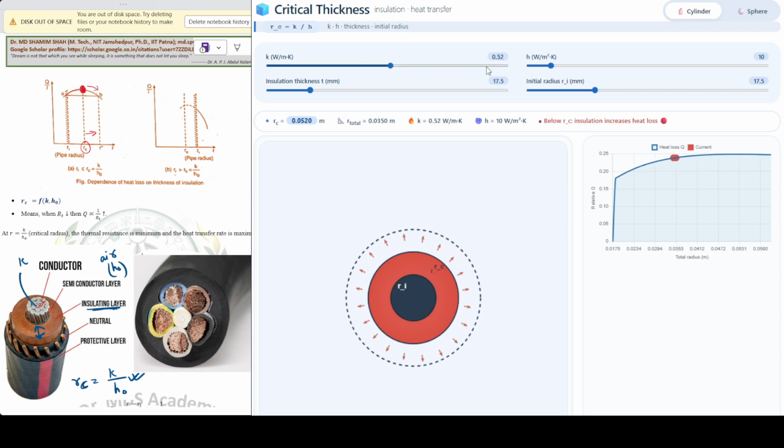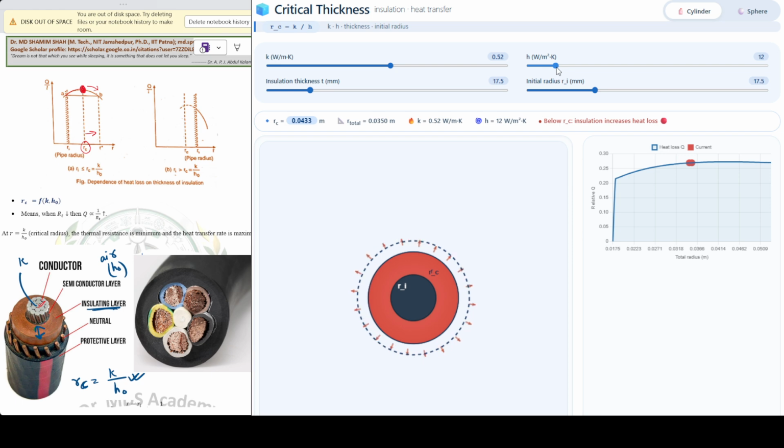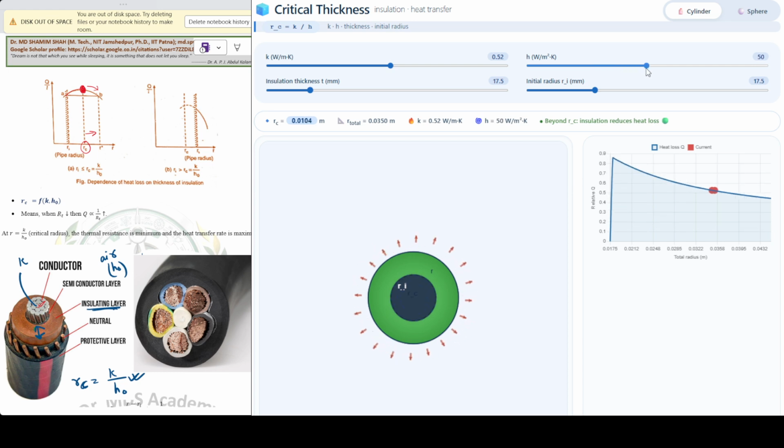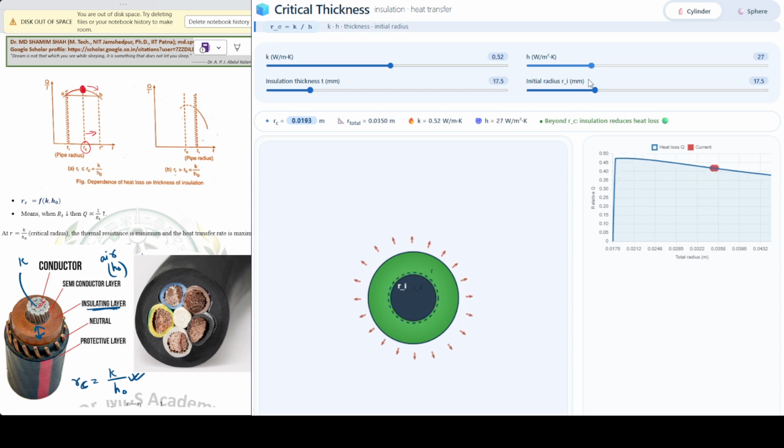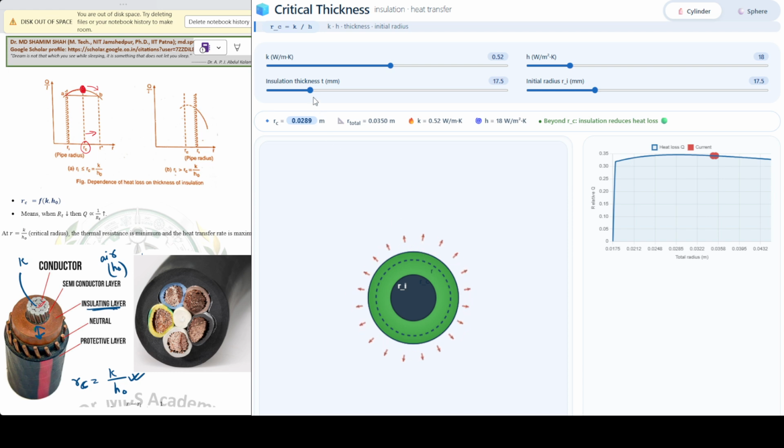So when you increase the RC, again what will happen? RC will reduce. Now see how the values are changing. Bring this dotted line to the green shaded region, or adjust the insulation thickness over this dotted circle. Reduce it. Now it is showing that at this insulation radius the heat loss reduces. Just make it a perfect overlap.